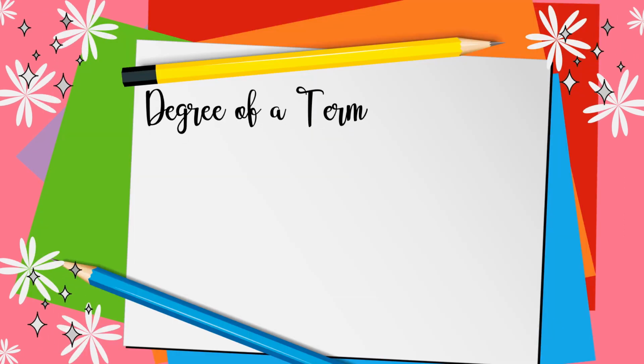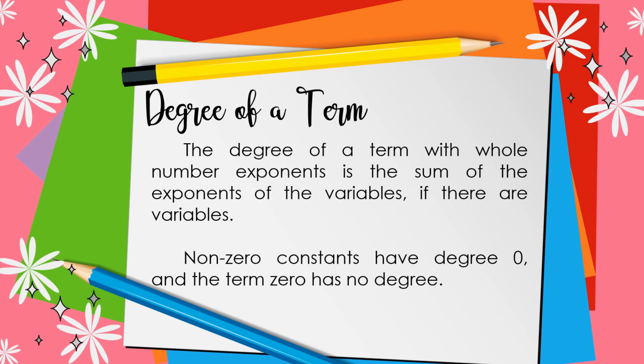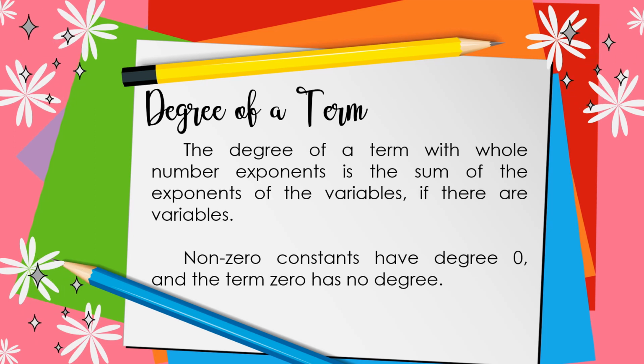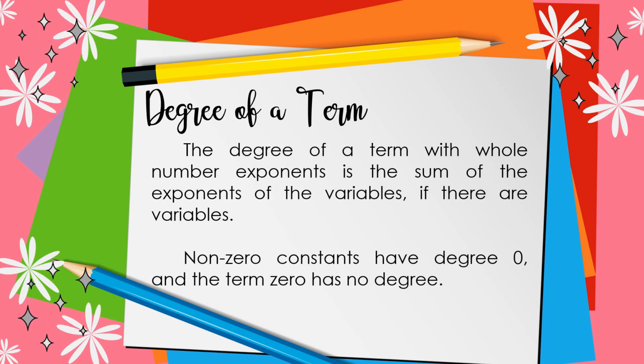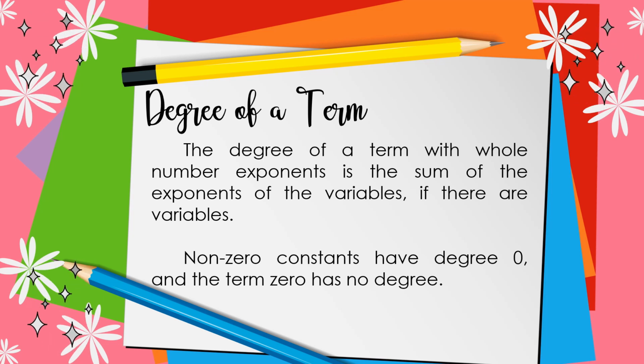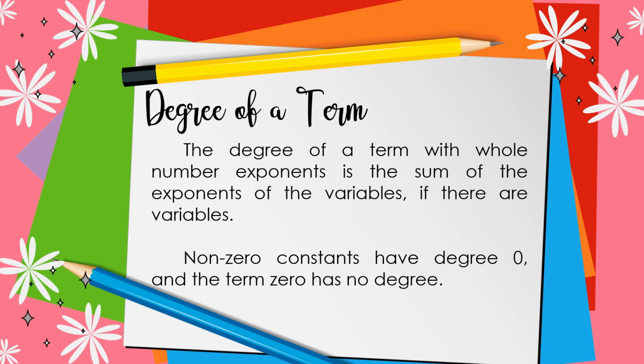What is the degree of a term? The degree of a term with whole number exponents is the sum of the exponents of the variables, if there are variables. And non-zero constants have degree 0. And the term 0 has no degree.